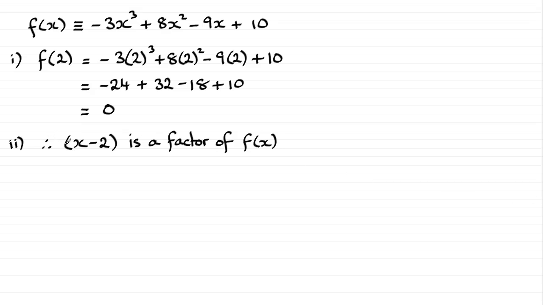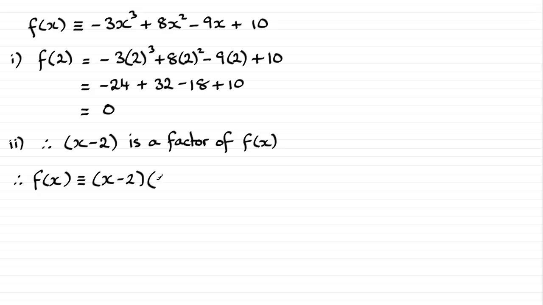So for part 2, we know that x minus 2 must now be a factor of f of x. So we can start to build this up, and I'll show you two methods of working out that second factor. We've got f of x must be identical then to x minus 2, multiplied now by another factor which has to be a quadratic expression.